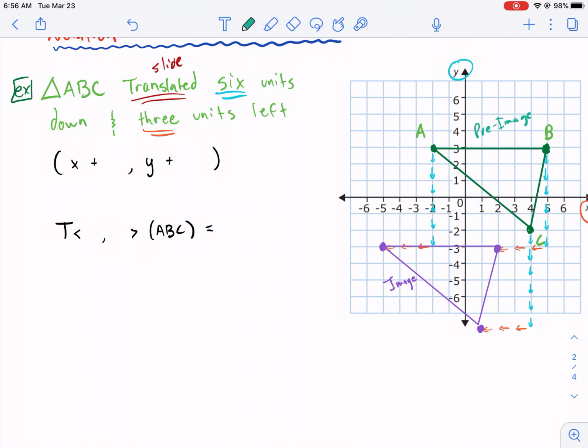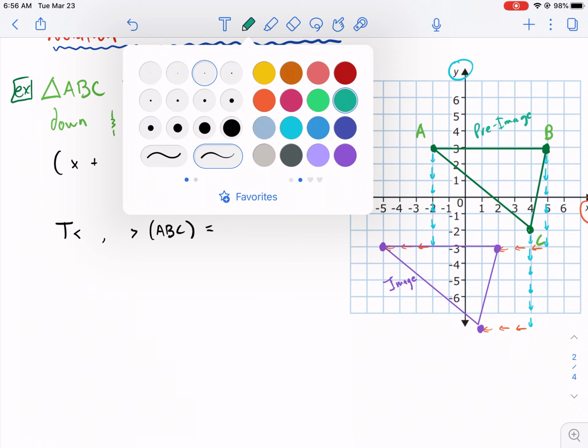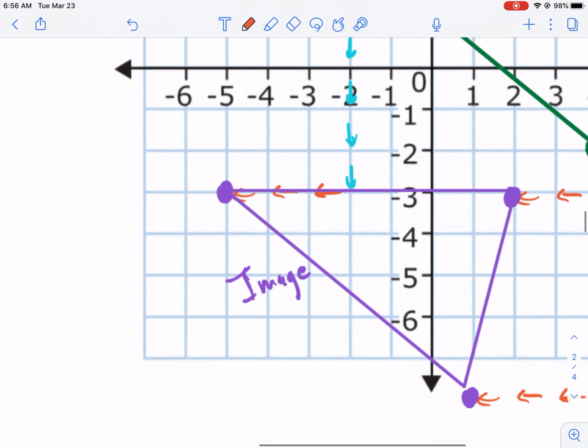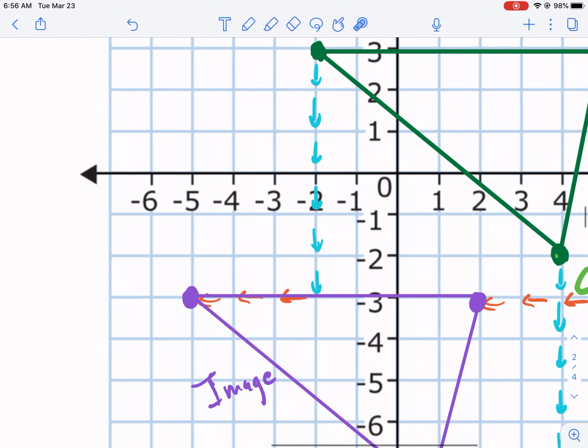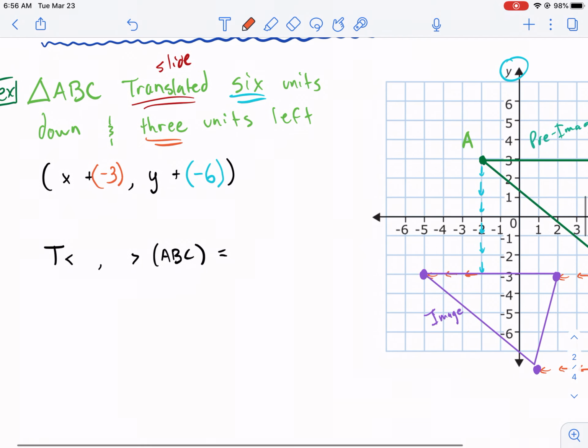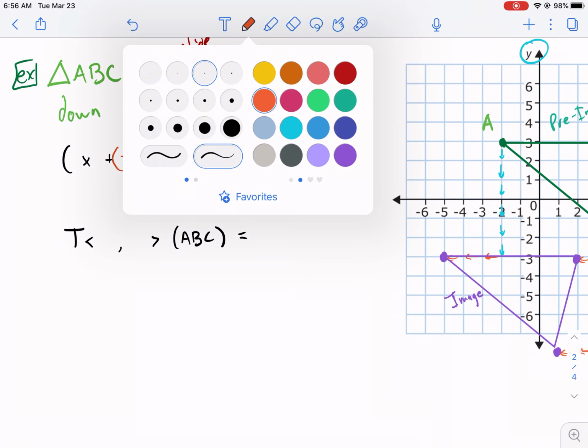Now, how do I notate this? Well, notice how I talked about my y in blue. I went down 6 units. That means I went in the negative direction 6 units. And what did I do with the horizontal axis? Well, I went to the left 3 units. I went 1, 2, 3. So I went left 3 units. So there's negative 3 right there. How do I translate this, or how do I put it into notation?